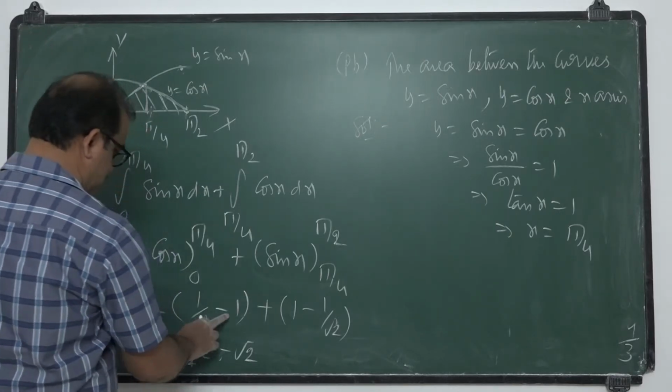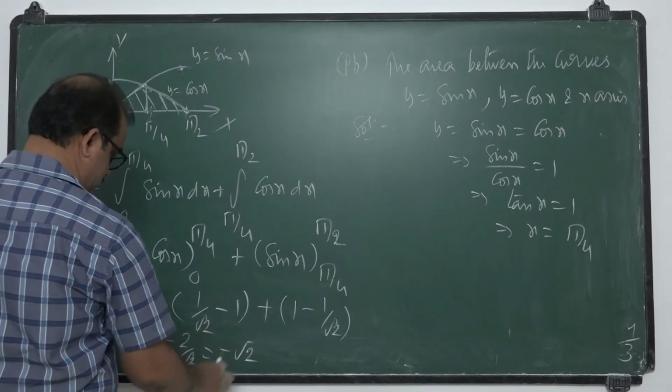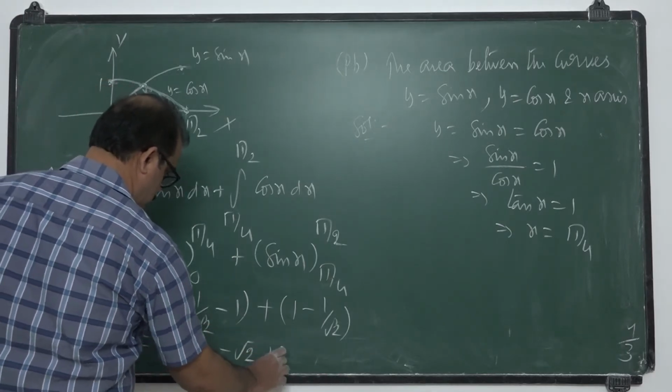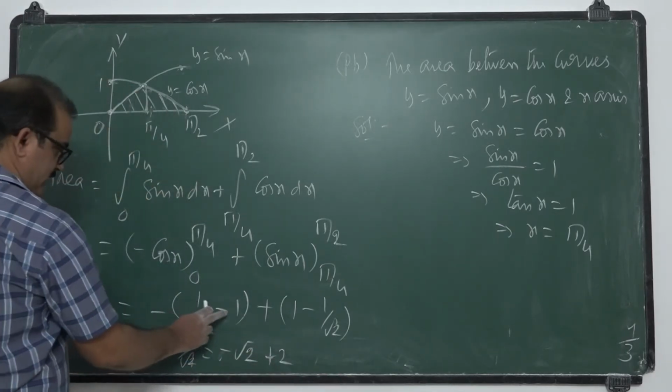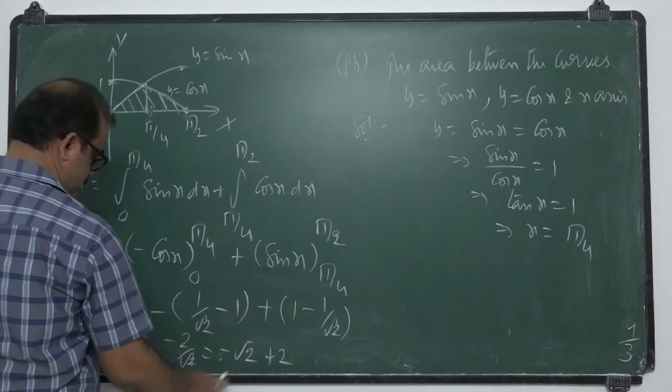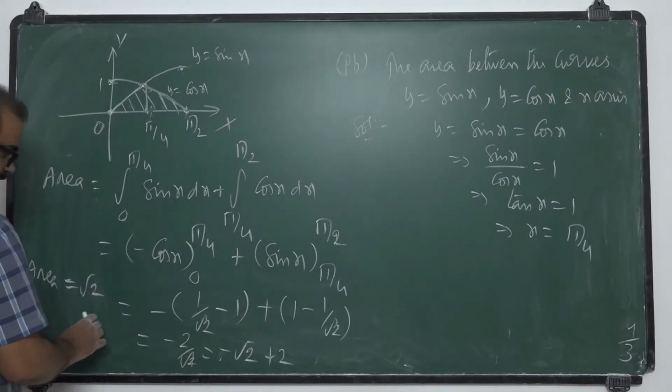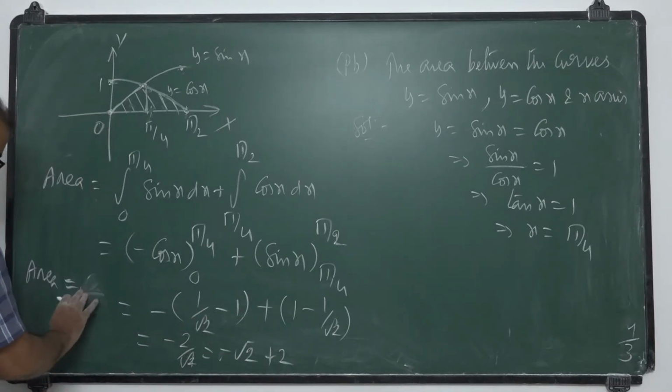Here minus into minus plus, 1 plus 1 is 2. So area is 2 minus root 2.